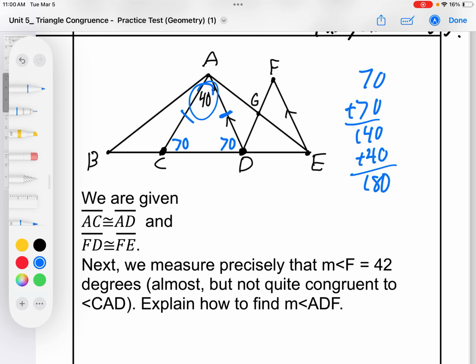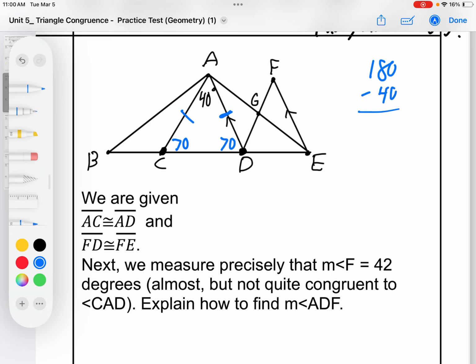So how do I know it's 70 specifically? Well, because I just take 180 minus 40. That's 140. And then I divide that by 2. That gives me 70, because the two have to be split equally. That's the isosceles triangle theorem.